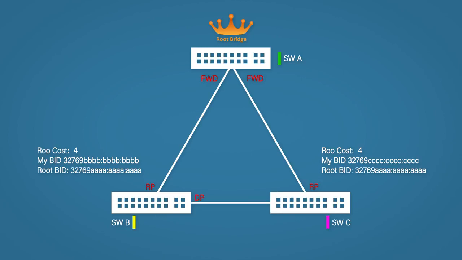Blocking. The last step in this process is a very simple one. Every port that is not either a root port or a designated port is put in the blocking state. And this is the last step of the STP election process.